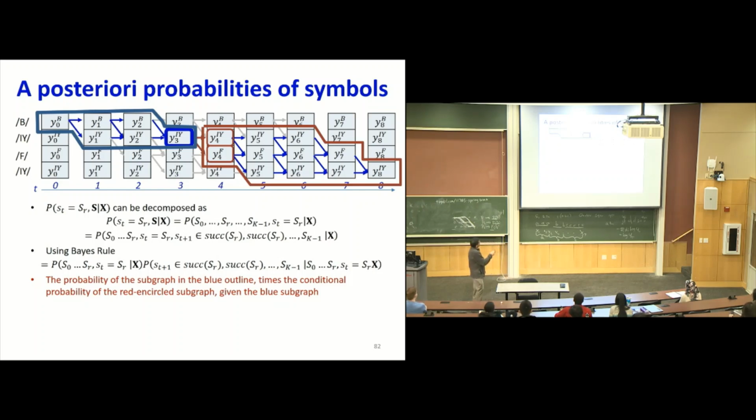So this you get. What about the second graph? The second graph is the probability that this portion of inputs aligns to this sequence of symbols, conditioned on the first subgraph.